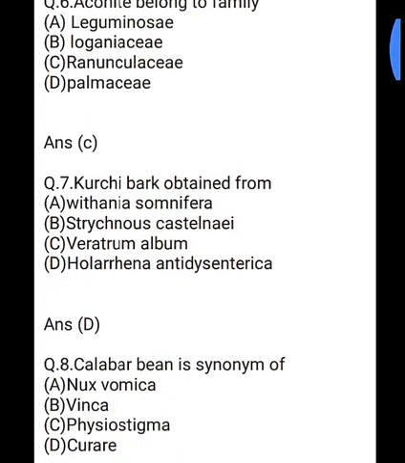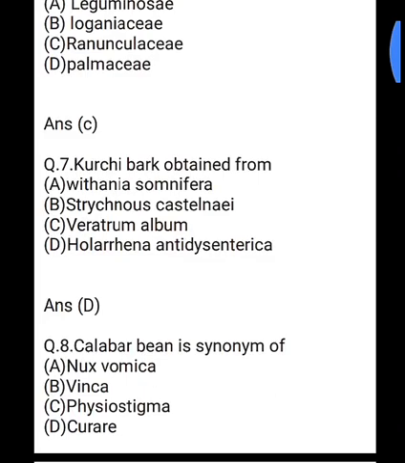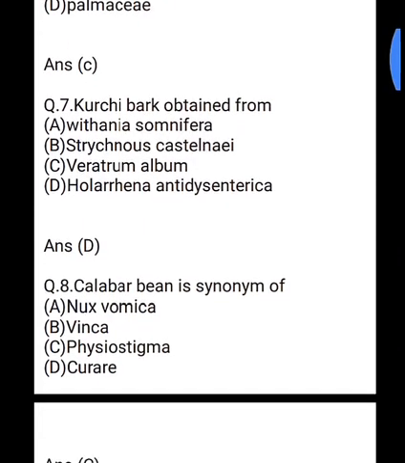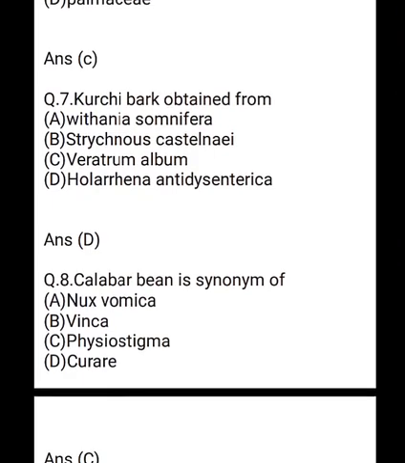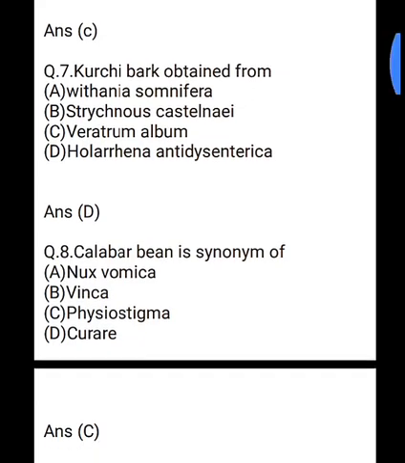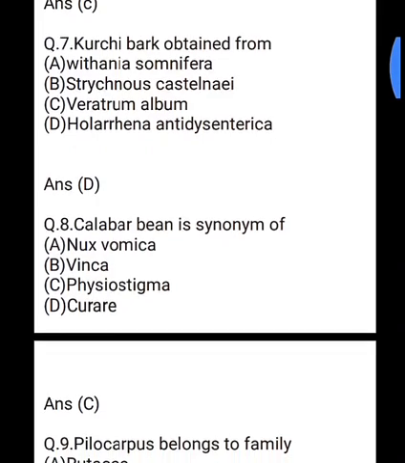Calabar bean is a synonym of, option A Nux vomica, option B Vinca, option C Physostigma, option D Curare. The correct option is option C, Physostigma. Nux vomica is crow fig, Vinca is periwinkle, Curare's chemical constituent is d-tubocurarine, which is a drug used as a muscle relaxant.